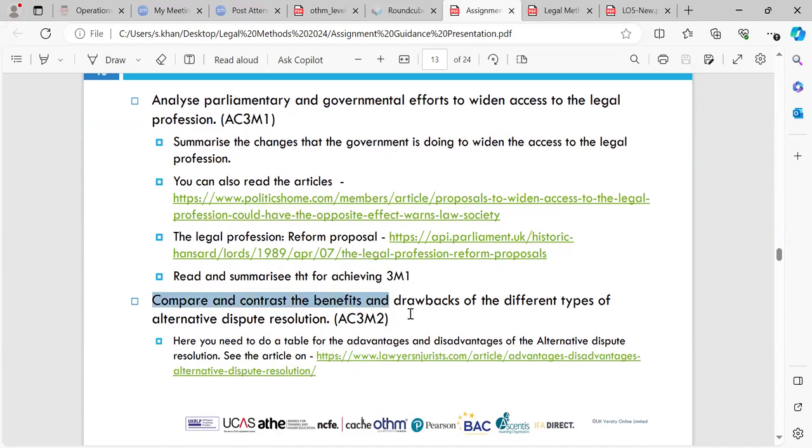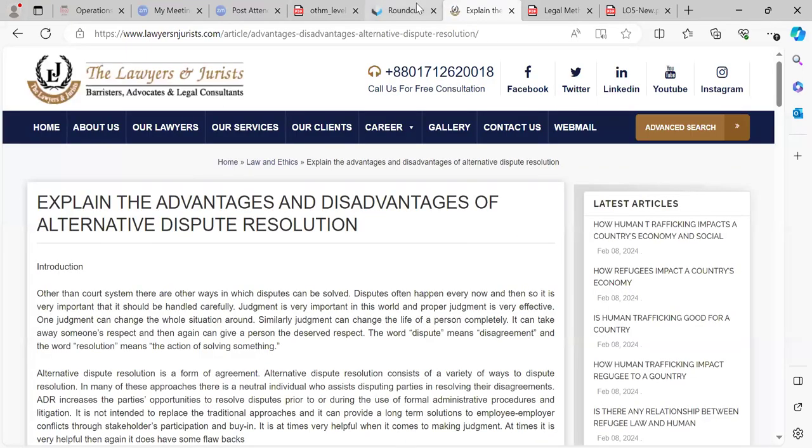Then this is your next heading: compare and contrast the drawbacks of different types of alternative dispute resolution. Here you need to do a table with the advantages and disadvantages, and the article is just there as well that you can refer to.